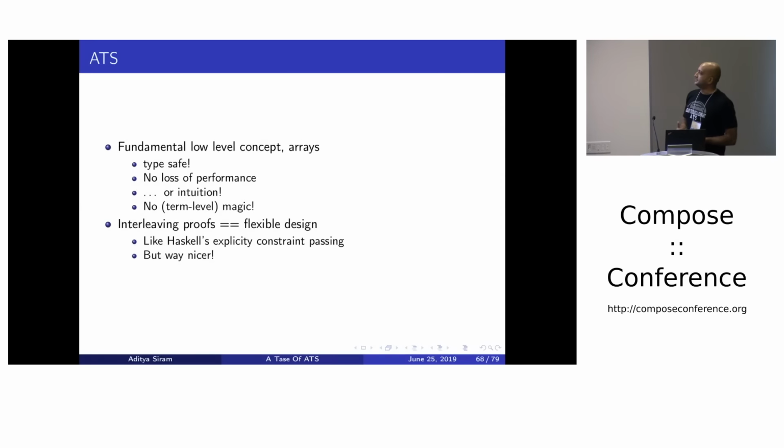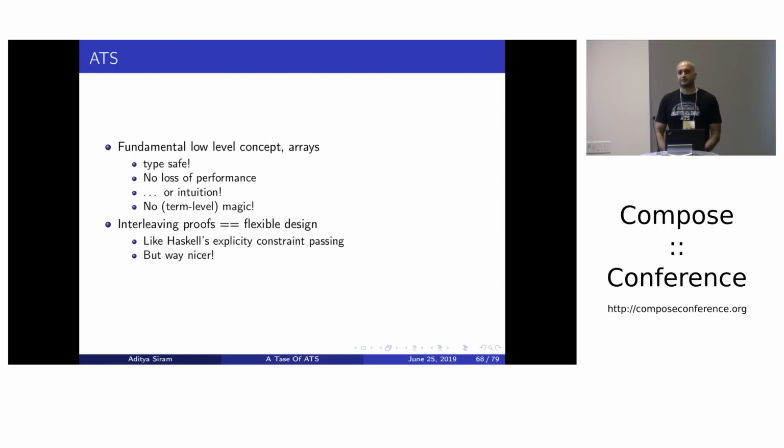So what we've done here is we have a fundamental low-level concept, arrays, which are everywhere in C. Like you have to use arrays if you're going to do C stuff. We've made it type safe. There's no loss of performance. The equivalent C code would run as fast. You can make ATS code run as fast as the equivalent C code. And you haven't really lost intuition of that either, right? If you're a C programmer, yeah, a lot of the syntax is going to take a while to get familiar with, but you're not going to have to completely redesign your program.